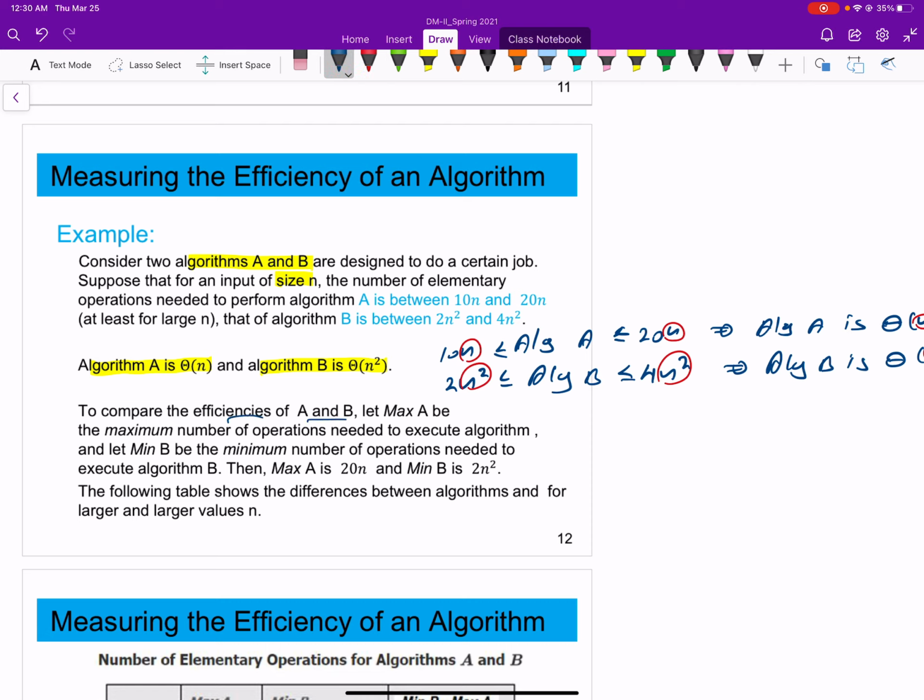To compare the efficiency of A and B, let max A be the maximum number of operations needed to execute algorithm A, and let min B be the minimum number of operations needed to execute algorithm B. Max A is the maximum number of operations for algorithm A, and min B is the minimum number of operations for algorithm B. Then max A is 20n and min B is 2 times n square. Then go to the following table.